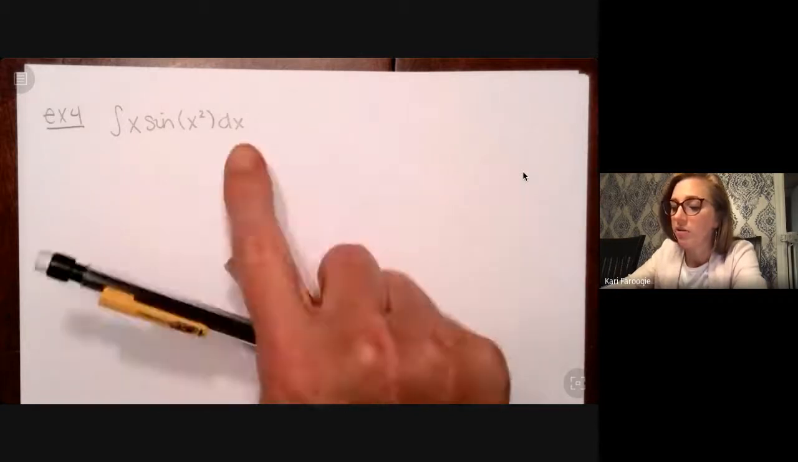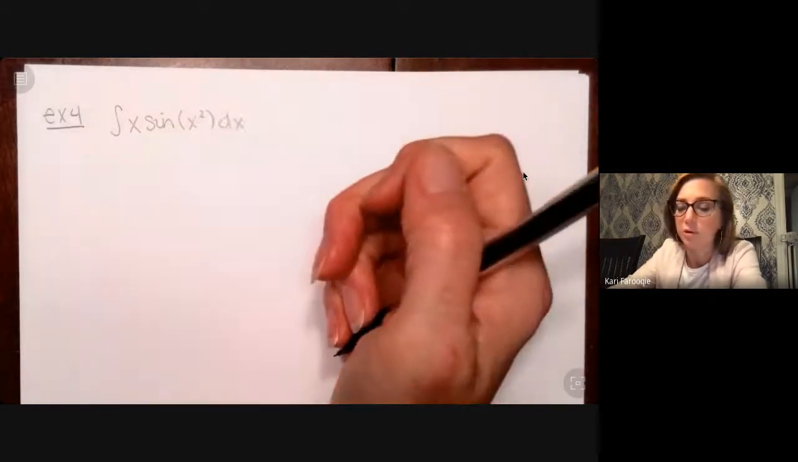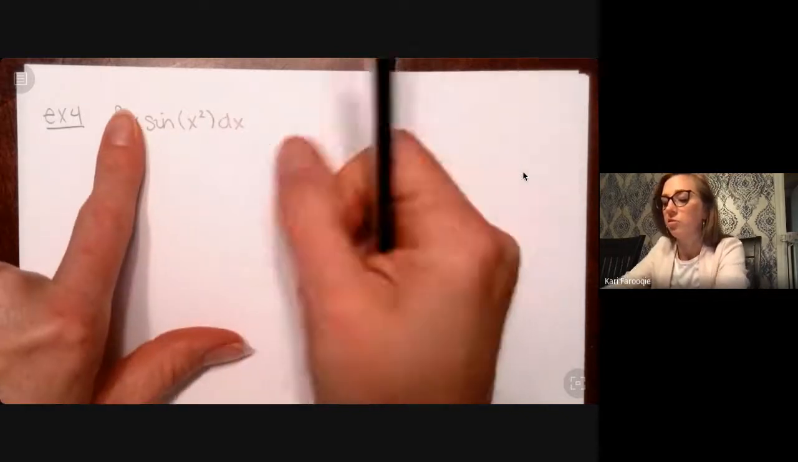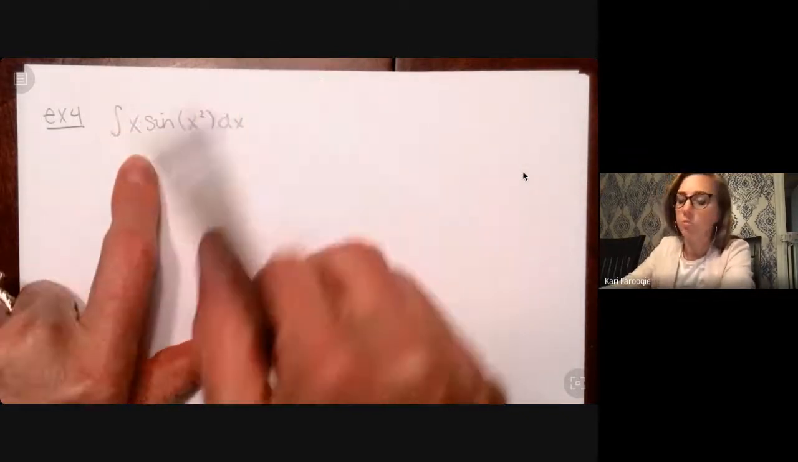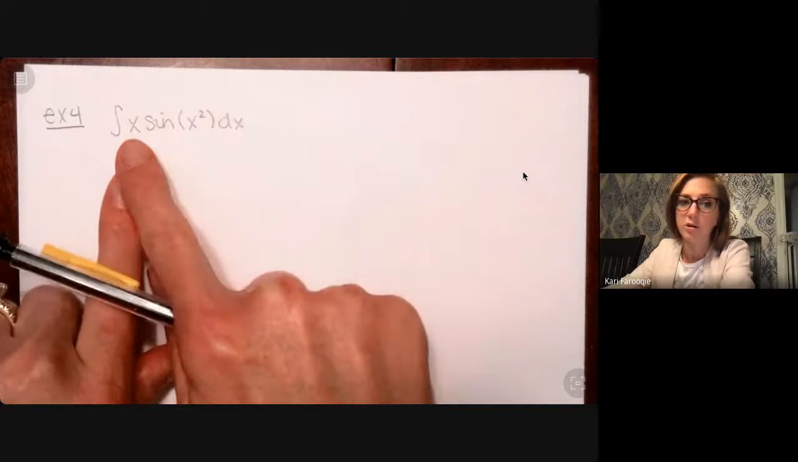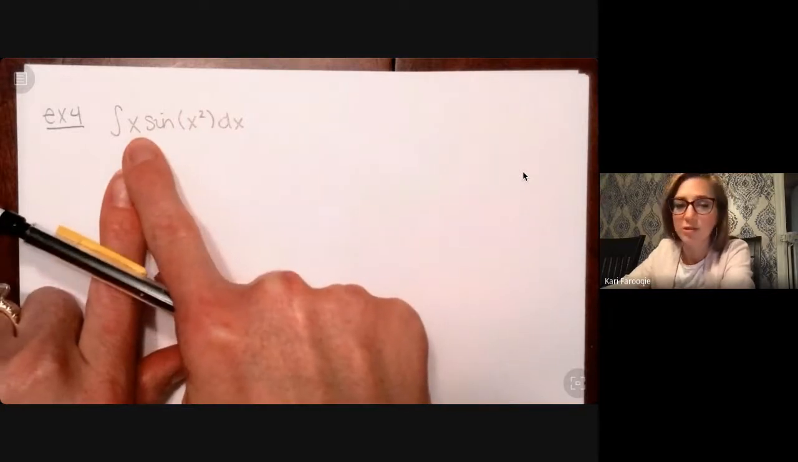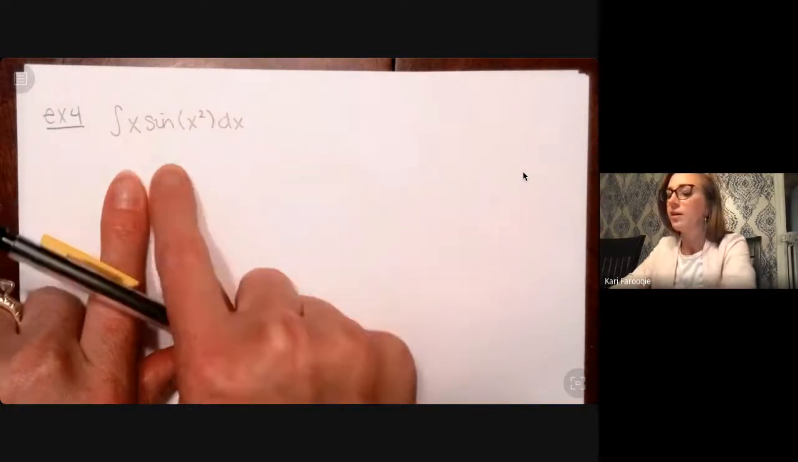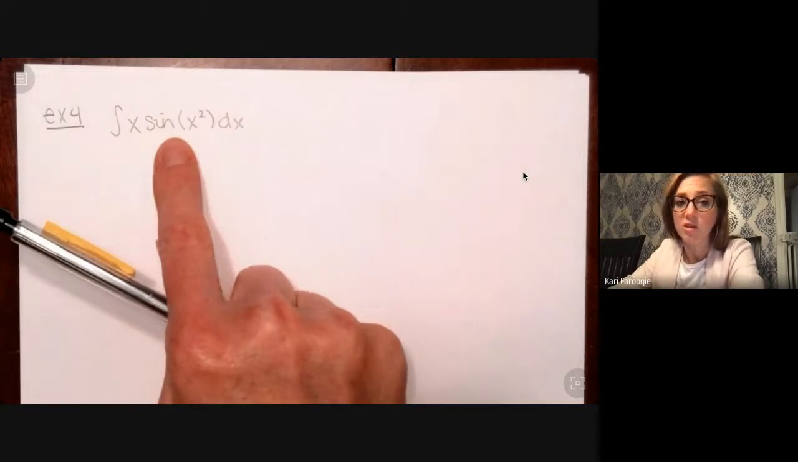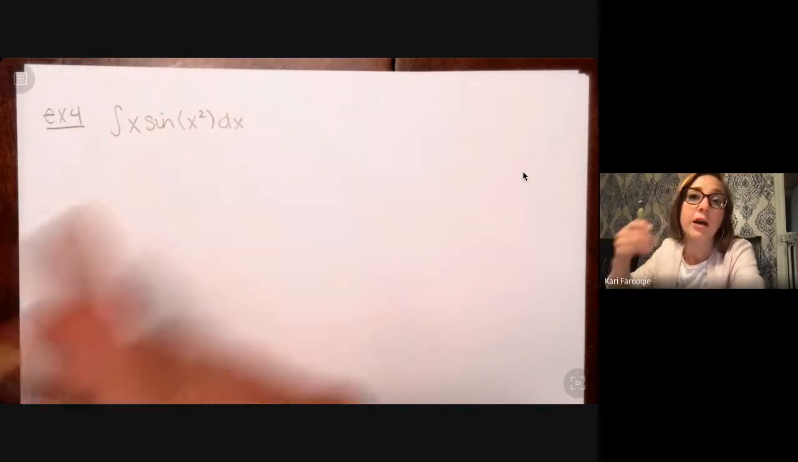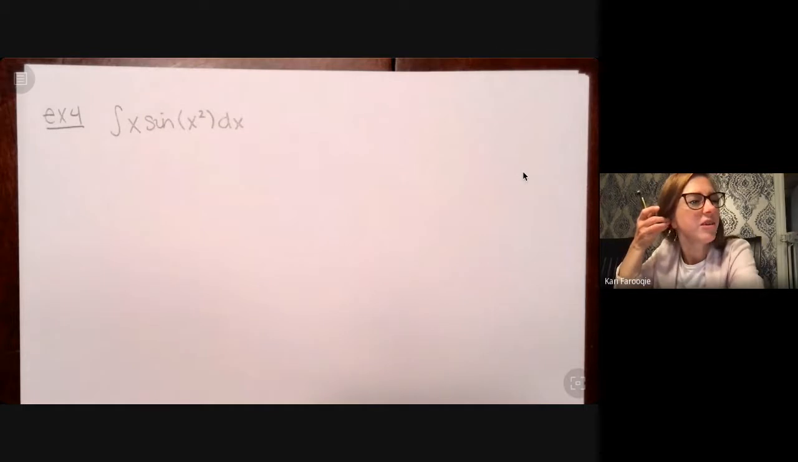If this was x sine x, well, that would be a problem in and of itself. You would probably see that as just sine x dx. But because you were given x squared, your book knows what you know at this point, and it's giving you an x here. But it's a composite function because it's not just the sine of x, it's the sine of x squared. That's what makes it composite. That's how you know it's a u substitution problem.